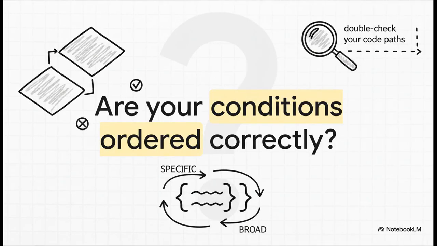So, I want to leave you with this final provocative thought to ponder the next time you're building a smart program. Are your conditions in the right order? It sounds simple, but always double-check your code paths. Be mindful of your specific versus broad conditions, and honestly, you'll be writing flawless, highly adaptable selection structures in absolutely no time.